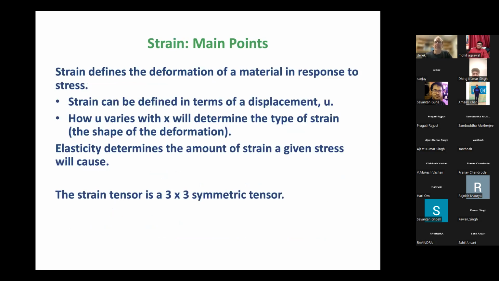Now, strain defines the deformation of a material in response to stress, and strain can be defined in terms of a displacement, U. How U varies with X will determine the type of strain or the shape of the deformation. And elasticity determines the amount of strain a given stress will cause. The strain tensor is a 3x3 symmetric tensor. So in addition to the stress tensor, the strain tensor has 6 independent components.